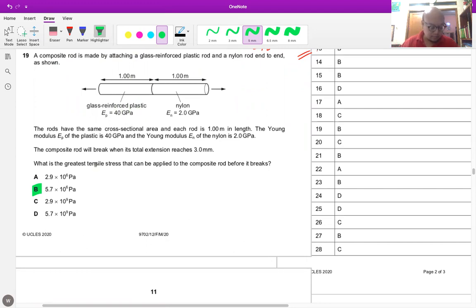Okay. The rods have the same cross-sectional area, each 1 meter in length. The Young modulus E of plastic is 40 GPa, and the Young modulus E of nylon is 2.0 GPa. The composite rod will break when the total extension reaches 3.0 millimeter. What is the greatest tensile stress that can be applied to the composite before it breaks?